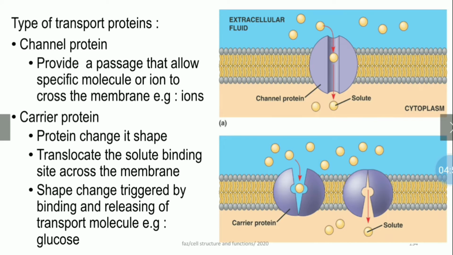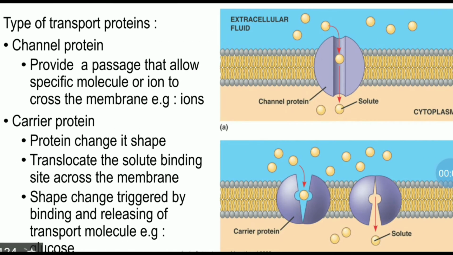Another type of transport protein is carrier protein. This kind of protein changes its shape and helps to translocate the solute across the membrane. The shape change is triggered by the binding and releasing of the transported molecule. A very good example of a carrier protein is the protein that helps to transport glucose, because glucose is a polar large molecule.